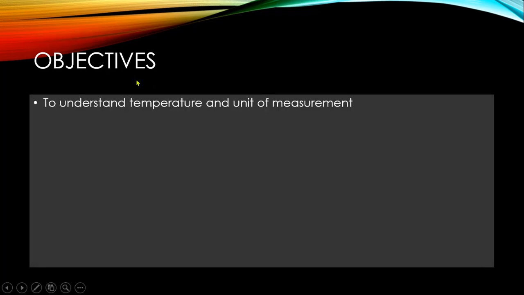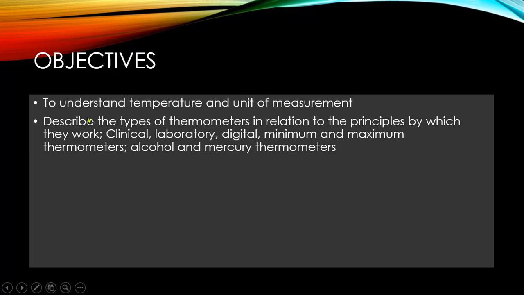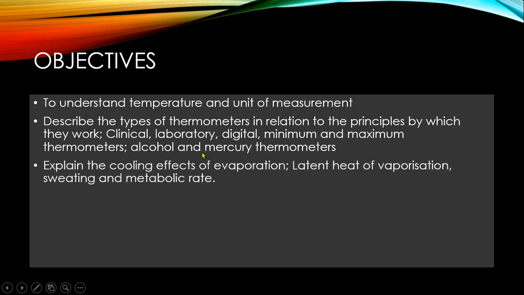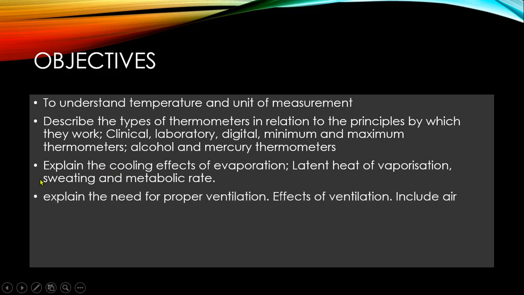Our objectives for today are to understand temperature and unit of measurement, and to describe the types of thermometers in relation to the principles by which they work. These are the types of thermometers that we'll be dealing with. We're going to explain the cooling effects of evaporation, latent heat of vaporization, sweating, and metabolic rate. We're going to explain the need for proper ventilation, the effects of ventilation, and we are also going to talk about air conditioners and humidifiers.